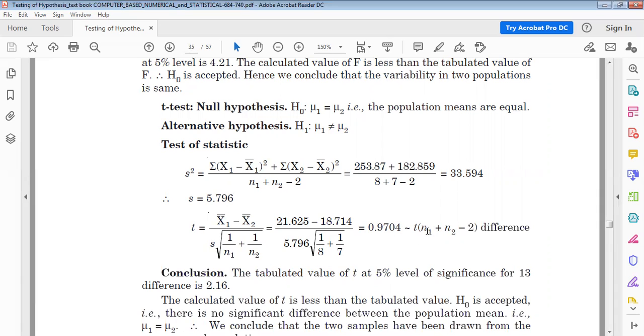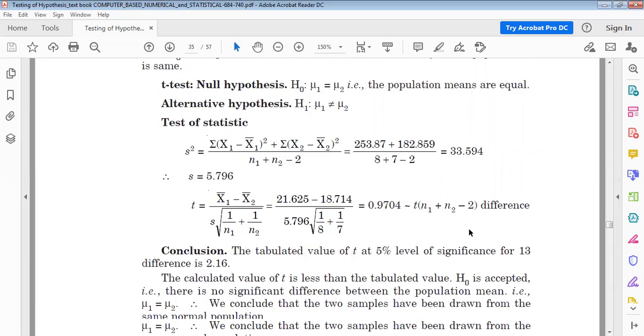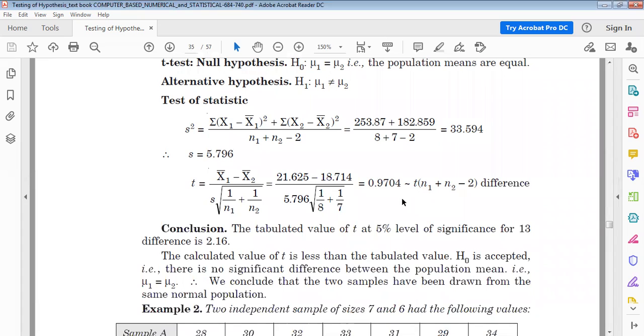Degrees of freedom is n1 plus n2 minus 2. Since n1 plus n2 is 8 plus 7, that is 15, and 15 minus 2 is 13. So the degrees of freedom is 13.